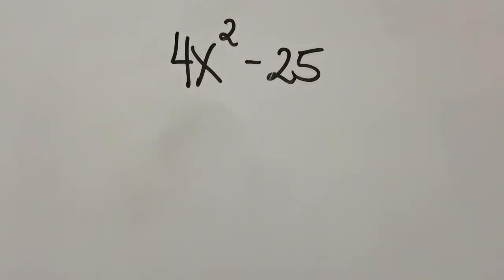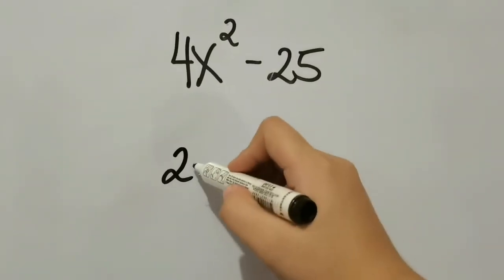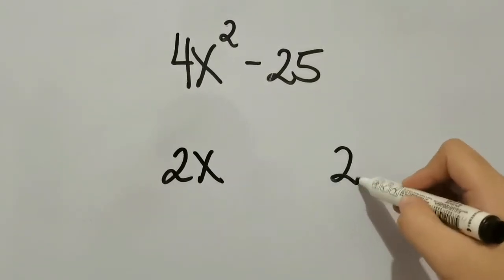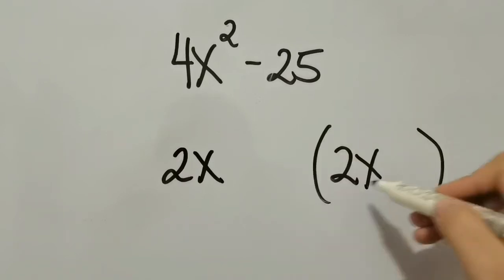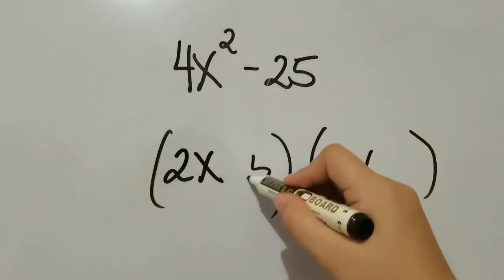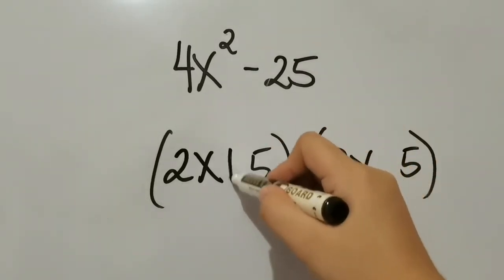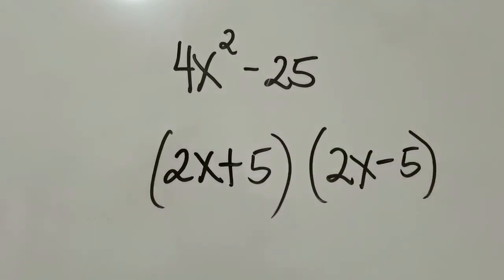Okay, so let's get the square root of 4x squared. The square root of 4x squared is 2x. Next, how about the factors of 25? What is the square root of 25? 5. Okay, 5. And then, sum and difference.